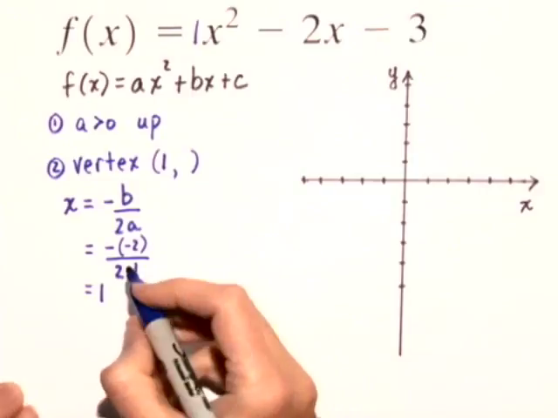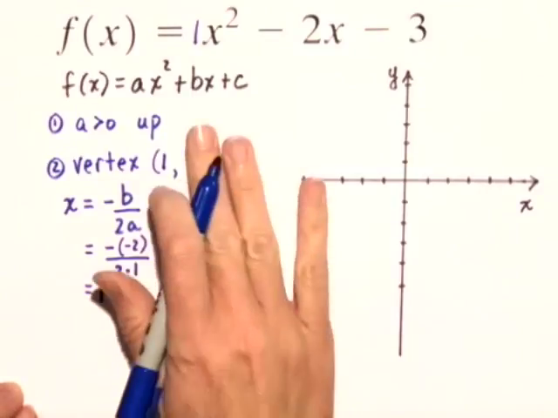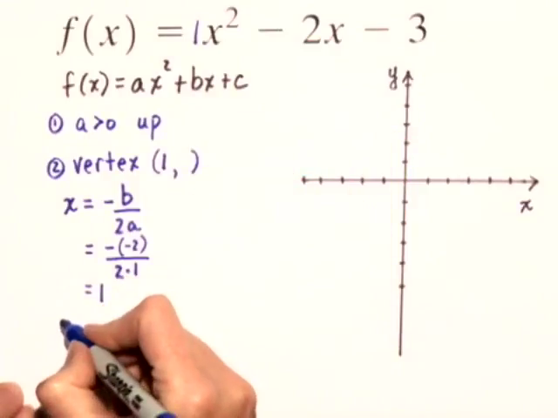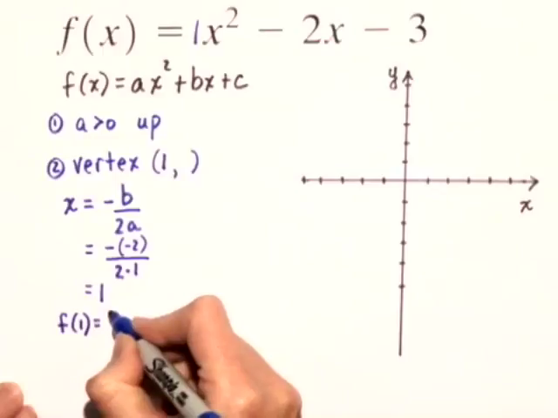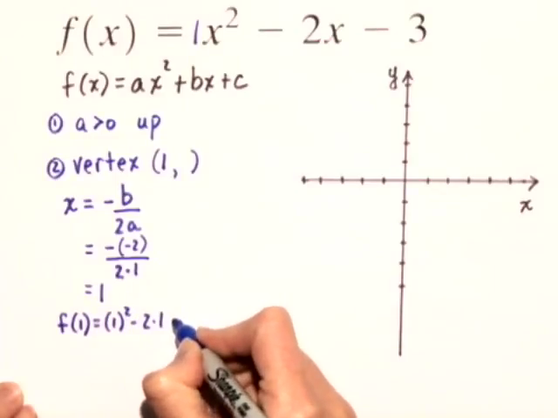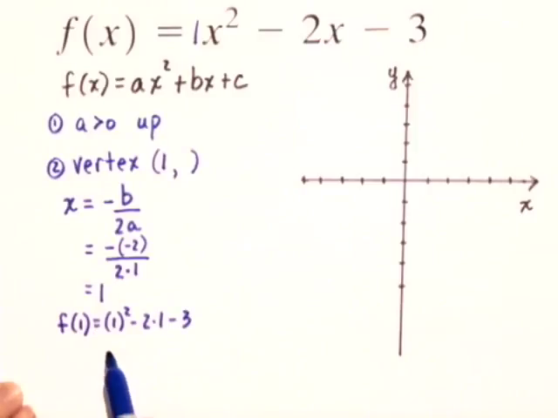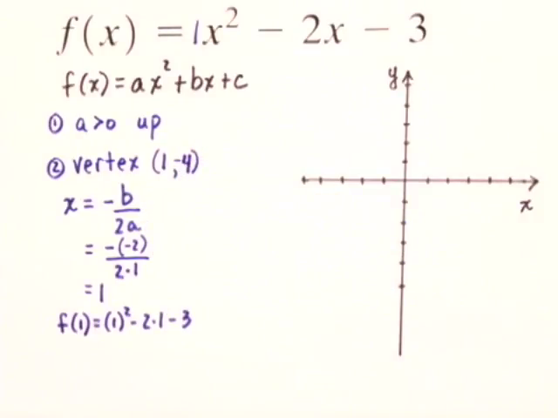In order to find the y-coordinate of the vertex, we just substitute 1 in for x in our quadratic function. In other words, we're finding f of 1, which is equal to 1 squared minus 2 times 1 minus 3. That gives us 1 minus 2 minus 3, which gives us negative 4. So our vertex is (1, negative 4).